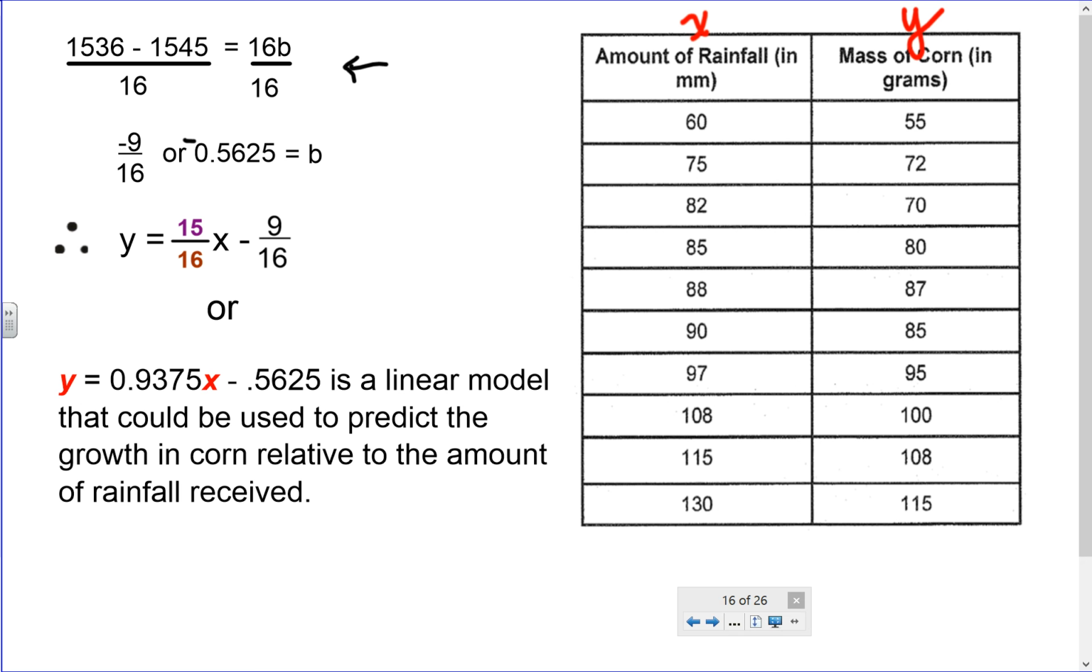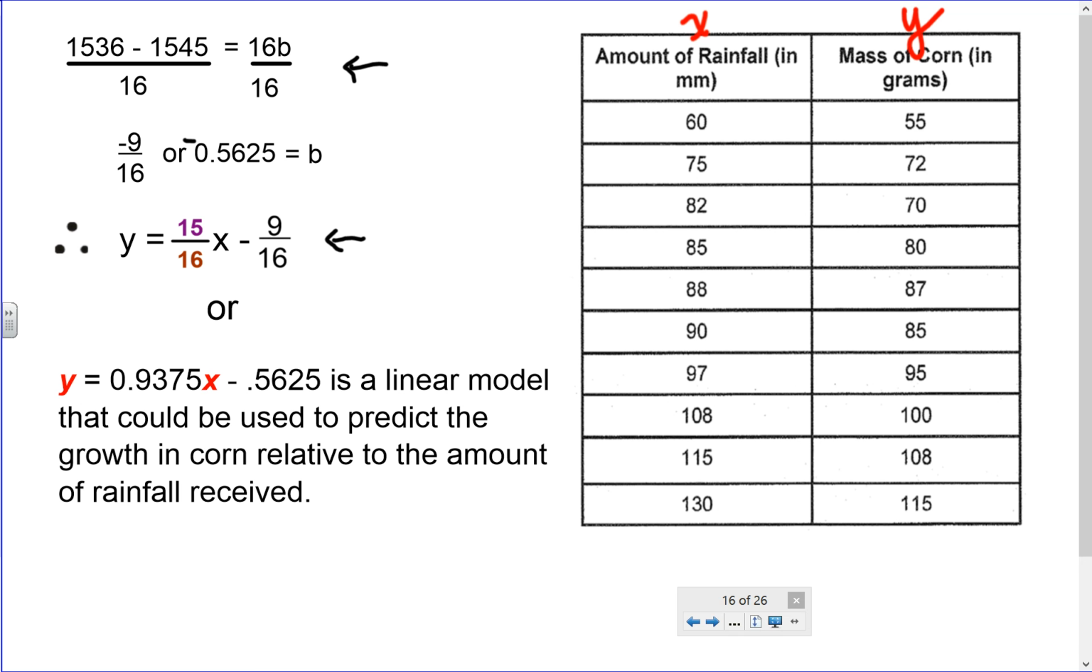So therefore the equation is as follows. Y equals 15/16 x minus 9/16. Or given that the decimals are relatively clean, they terminate with the 5, so 0.9375 and 0.5625. That's also a reasonable set of values to use if you're calculating by hand. Okay, so all in all, this equation describes that line, and we can use that line to predict the growth in corn relative to the amount of rainfall received.